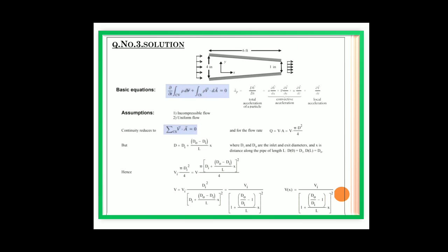Then acceleration of the particle, we know the equation, dv by dt. We know the acceleration formula, dv by dt equal to acceleration, which is total acceleration of a particle. Then we know u into del v by del x plus v into del v by del y plus w into del v by del z, which is convective acceleration, plus del v by del t is local acceleration. The total summation of convective acceleration plus local acceleration is total acceleration of a particle.